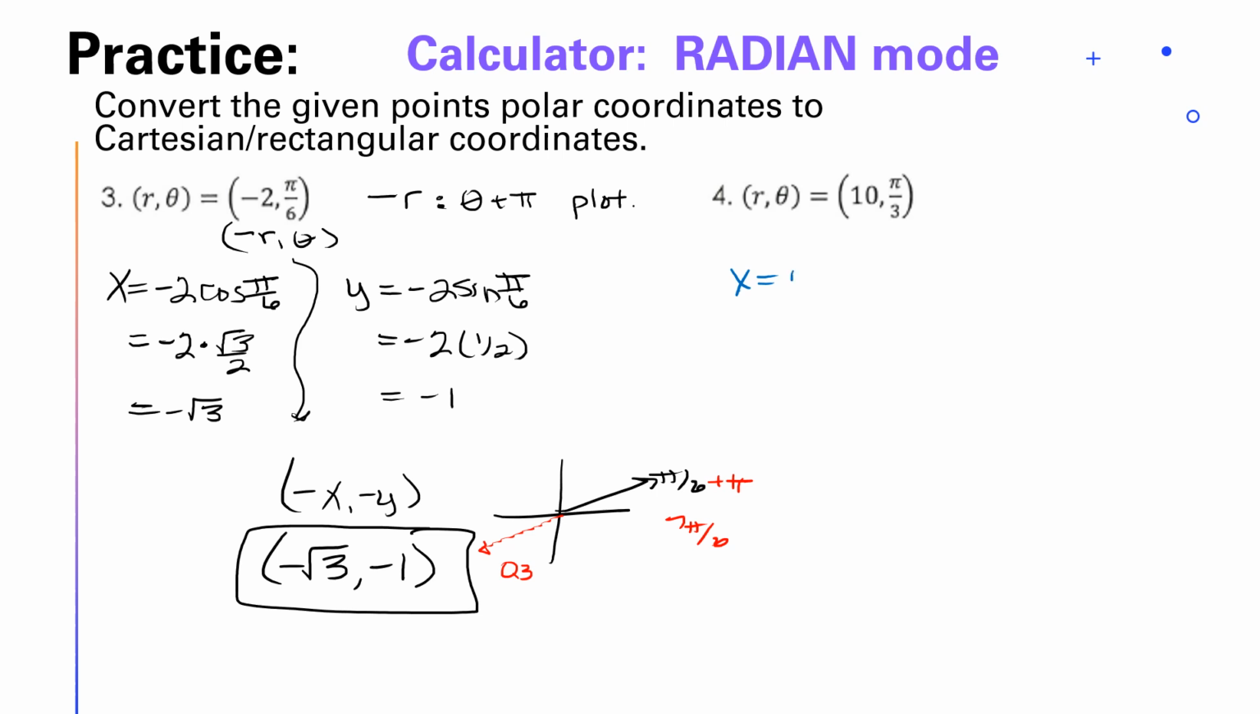x equals radius multiplied by cosine of pi over 3. Cosine of pi over 3 is 1/2. So 10 multiplied by 1/2 equals 5 for your x coordinate.